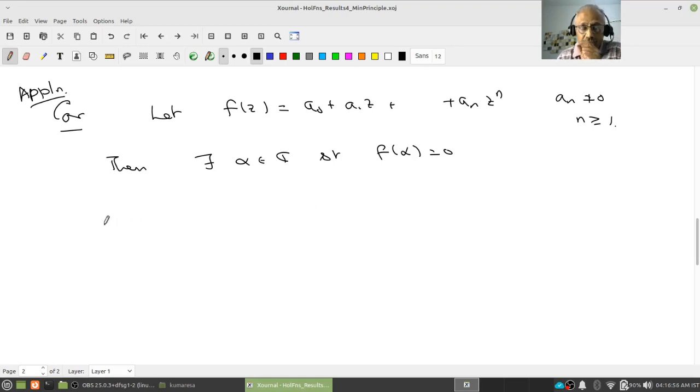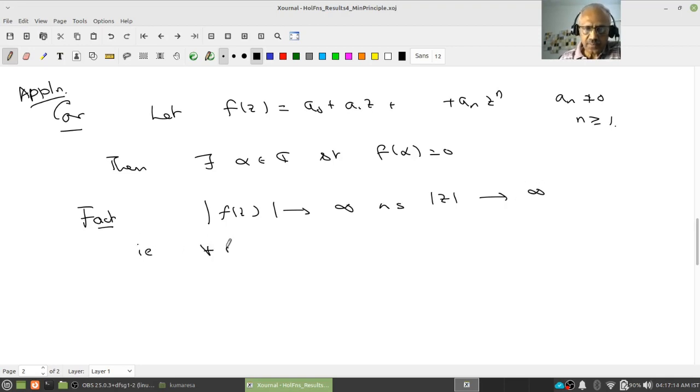But remember, all the proofs will use a very crucial fact about polynomials. What is the fact? The fact is that mod f of z goes to infinity as mod z goes to infinity. What does that mean? That is, for every m positive, there is an r positive, so that for every z with mod z greater than r, mod of f of z is greater than m. This is the meaning of this.